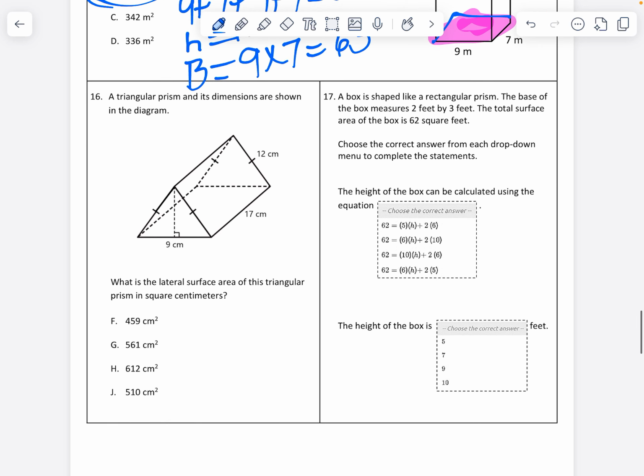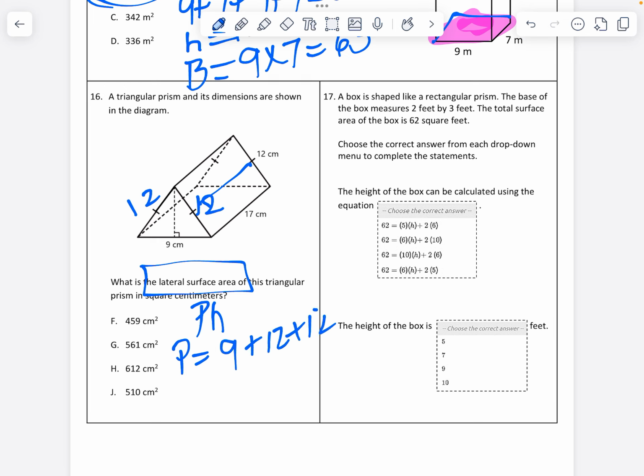Alright, number 16. Triangular prism and its dimensions are shown. What is the lateral surface area? I want lateral, which is capital PH. The P is going to be this 12 is going to come over here. This is like the one we did a little while ago. These 2 numbers are going to come across, and so it's going to be 9 plus 12 plus 12, which is 33.